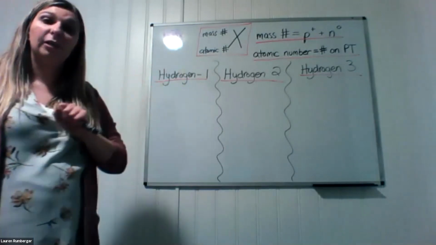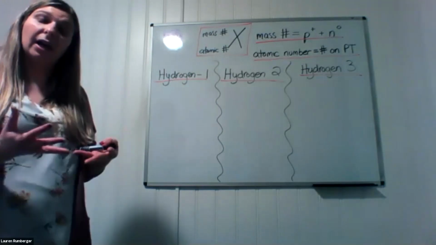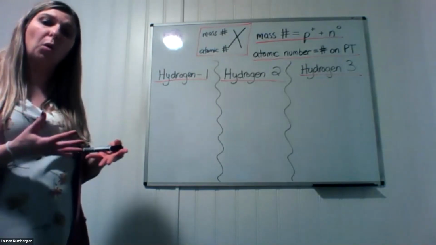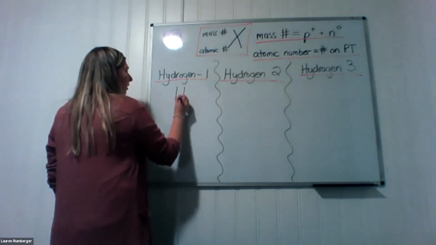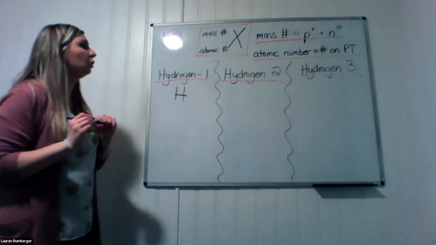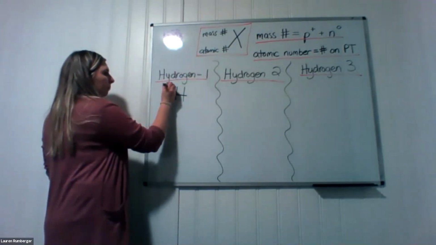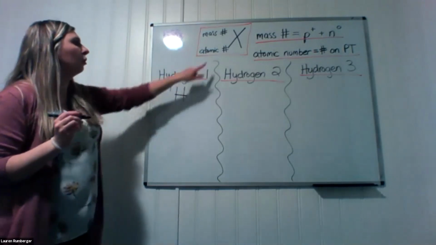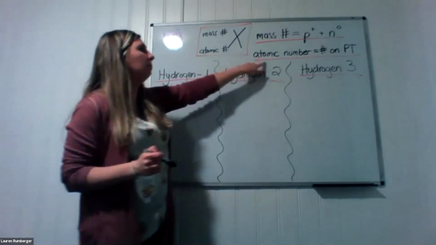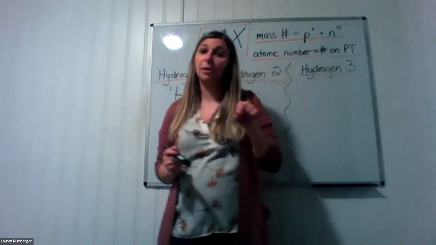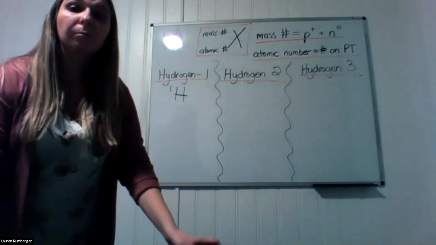So let's begin with hydrogen 1. Hydrogen 1 means that we have a hydrogen atom with a mass number of 1. So we begin by writing the symbol H, H for hydrogen, and we know that the mass number is 1. How do we determine the atomic number of an atom? The atomic number is always the number that is represented on the symbol on the periodic table.